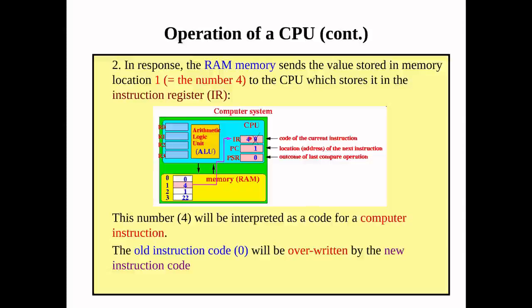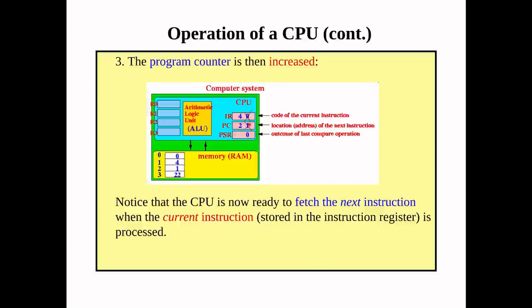The old instruction code that was there, 0, is basically deleted. We override it with the value of 4. The program counter, since we have just captured or executed this bit of code in position 1, is incremented to address location 2. And we know that this value is going to be what's placed into the instruction register next. So I hope that makes sense.